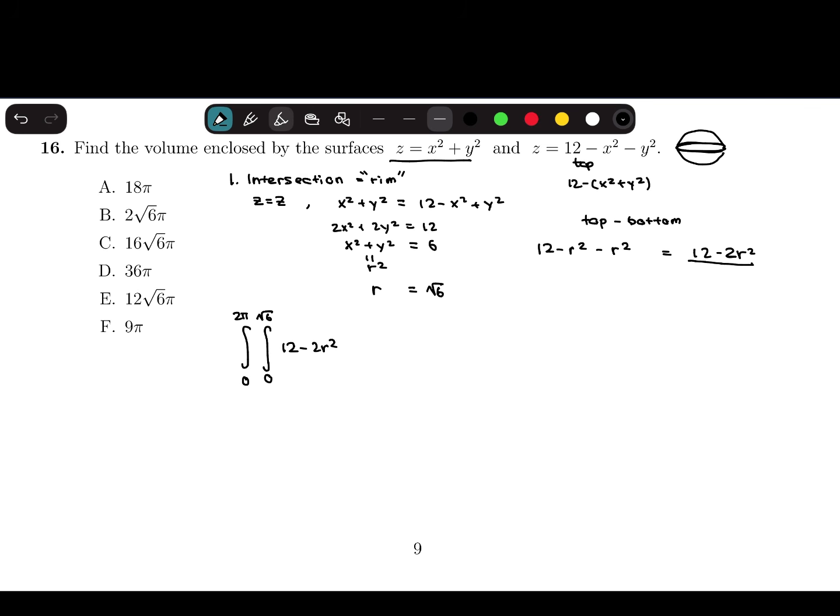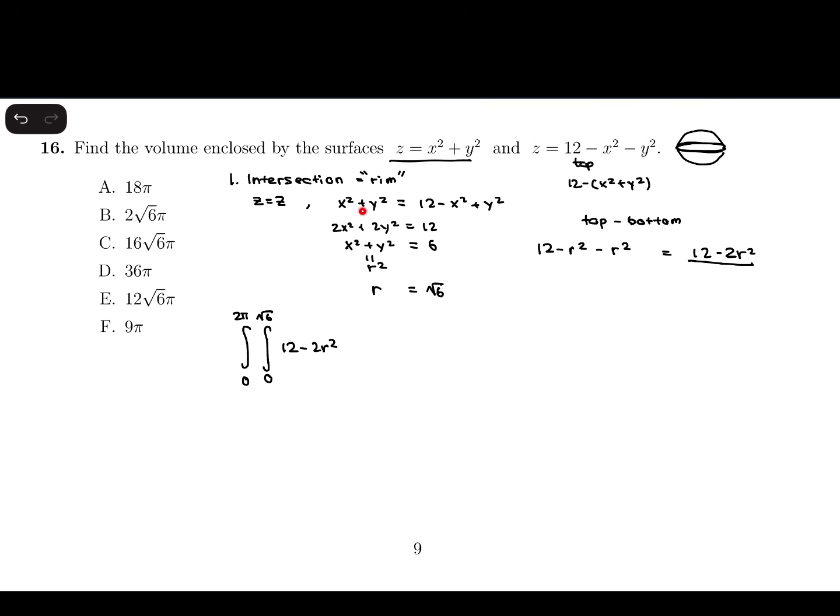So to make this clear, this step here was in order to find the radius. This step here was to find the integrand. So let's do this. That's 12 minus 2r squared, remember, r dr d theta.